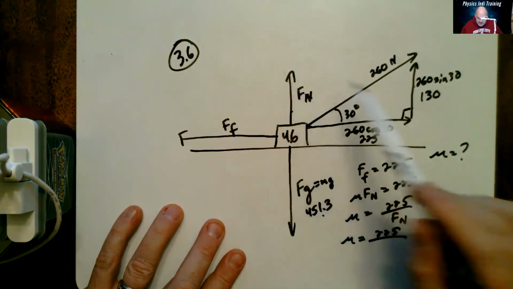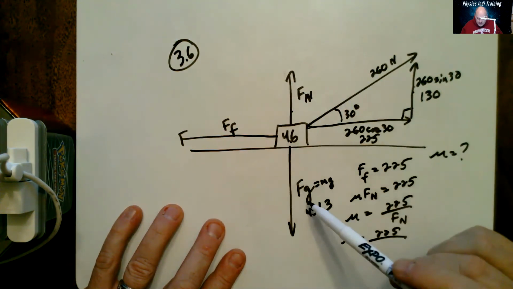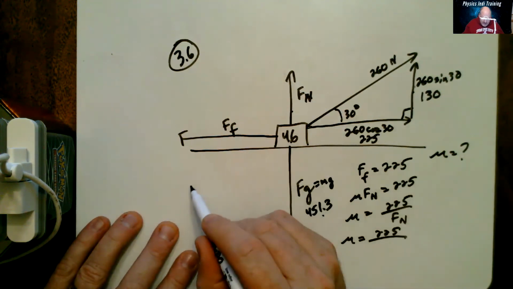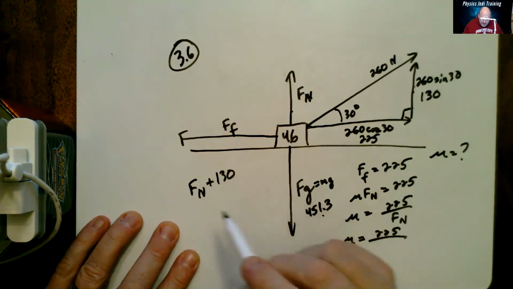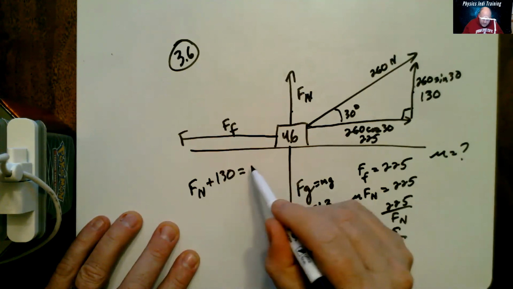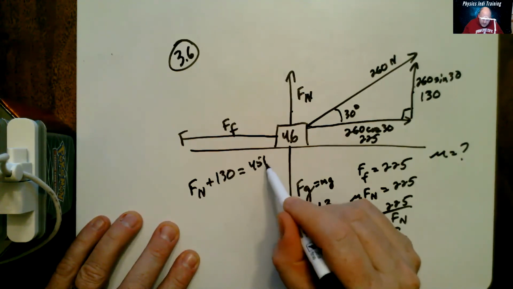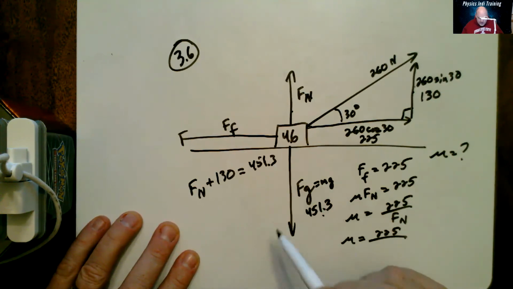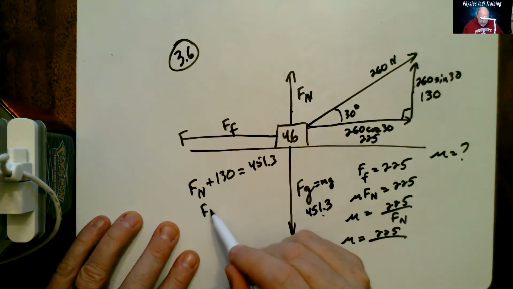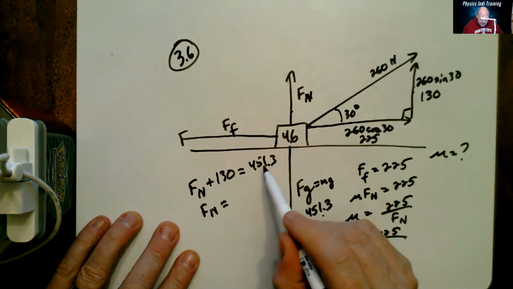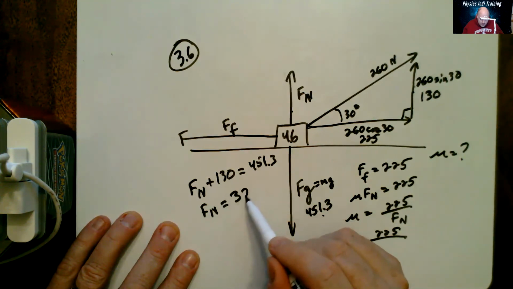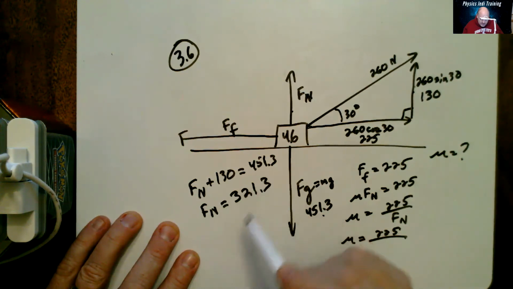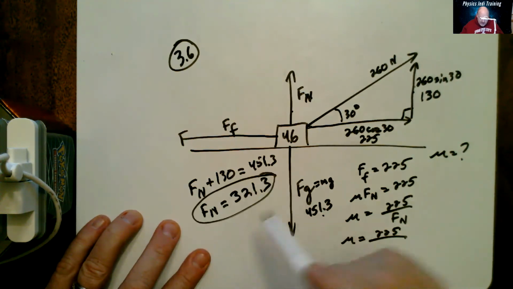Remember, the ups need to equal the downs. So I have Fn going up. I also have 130 going up. That should equal the 451.3 going down. So how do I figure out Fn? Fn would be 451.3 minus 130. So it'd be 321.3 is my Fn. Okay?